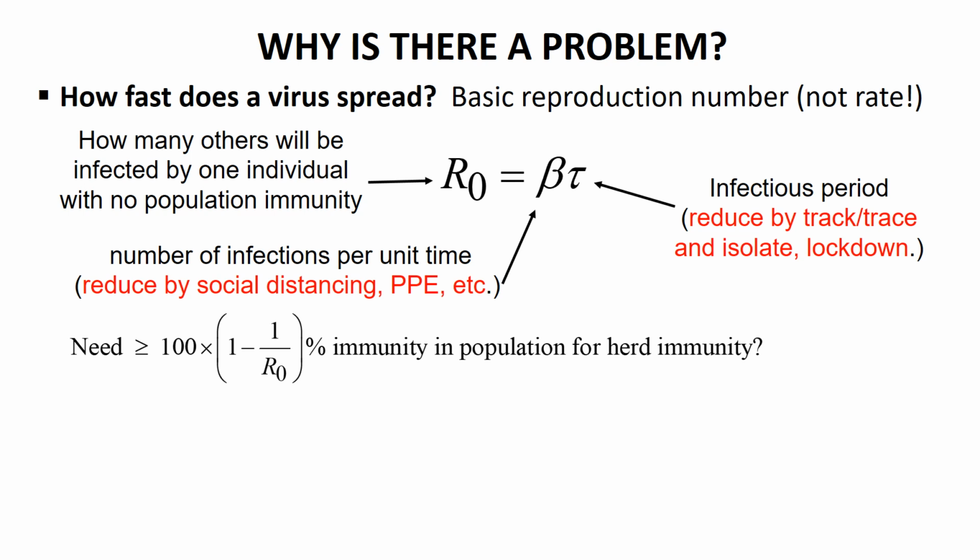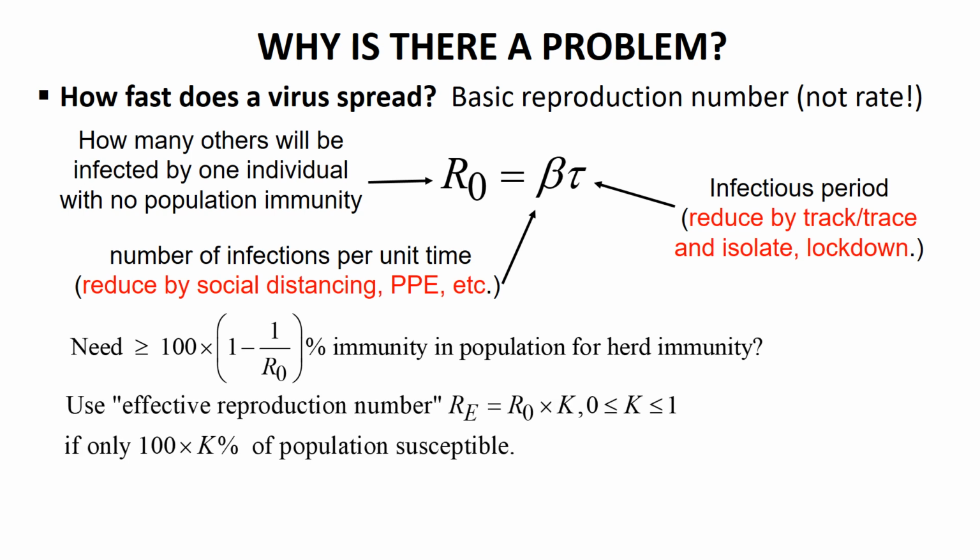Now, if you want to get to the famous herd immunity, then you need a fraction 1 minus 1 over R0 of the population who are going to be immune. And in that case, you need to use what's called the effective reproduction number, R sub E equals R sub 0 times K, where K is the fraction of the population who are susceptible. So if K equals 1, 100% of the population is susceptible. If K equals 0.7, it means 70% of the population is susceptible and 30% have got immunity.